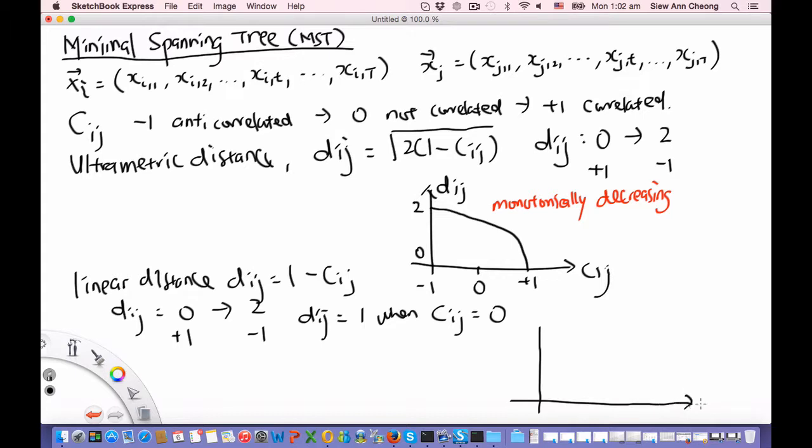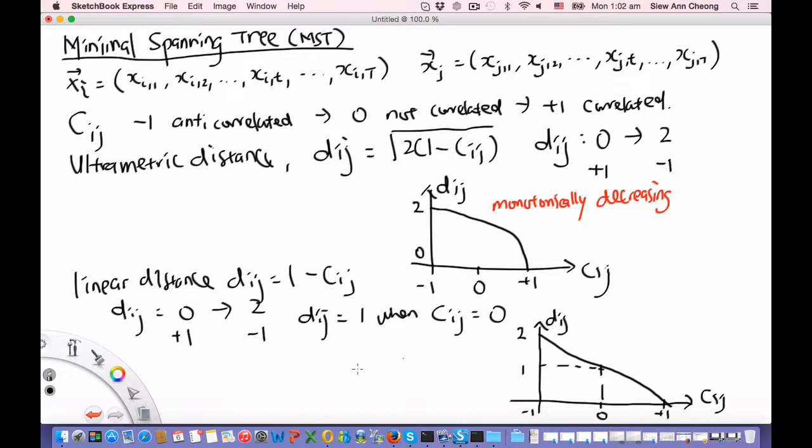We can see from the graph that this is the case. So this is Cij. We go from -1 through 0 to +1, and it comes down as a straight line like this. This is for Dij equals 1, and this is Dij equals 2.